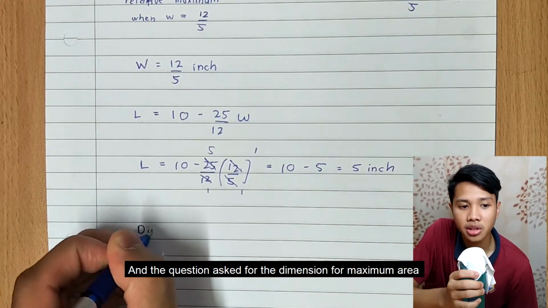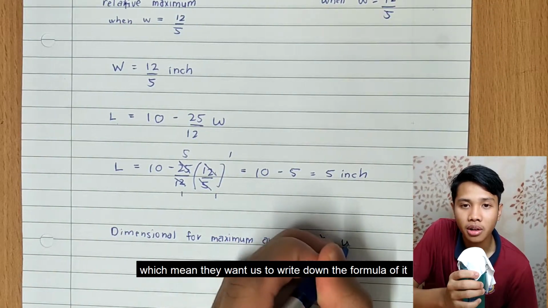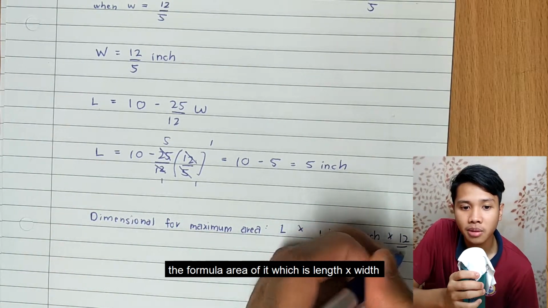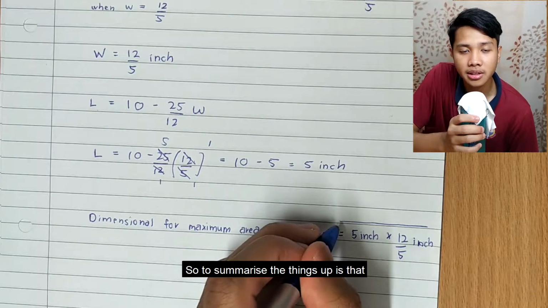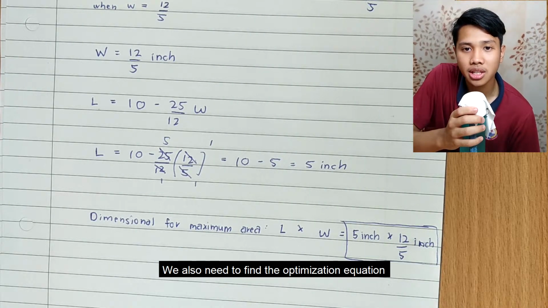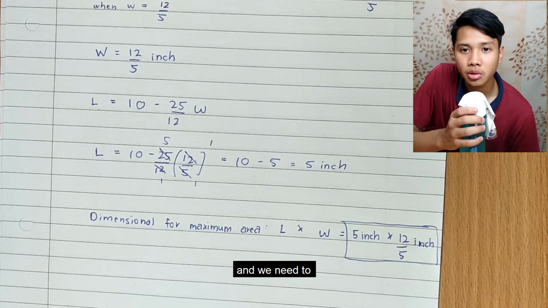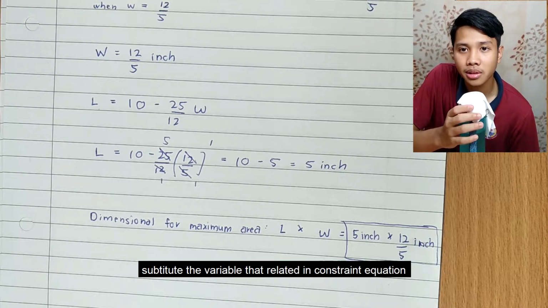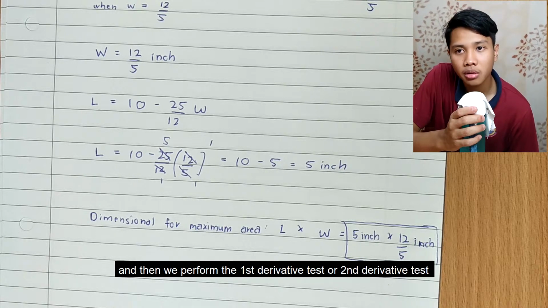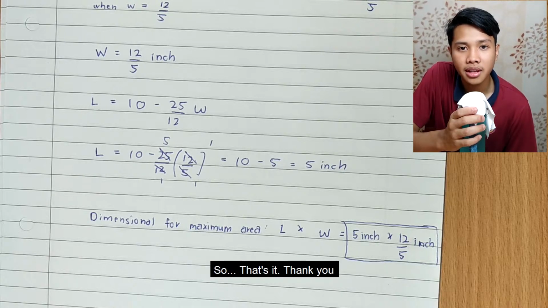The question asks for the dimensions for maximum area, which means they want us to write down the area formula, which is length times width, equivalent to 5 inch multiplied by 12 over 5 inch. To summarize, we need to sketch the triangle, find the optimization equation, and find the constraint equation that relates to the optimization equation. We substitute the variable from the constraint equation into the optimization equation to be differentiated, set it equal to 0, and then perform the first or second derivative test to indicate whether it is a maximum or minimum. So that's it. Thank you.